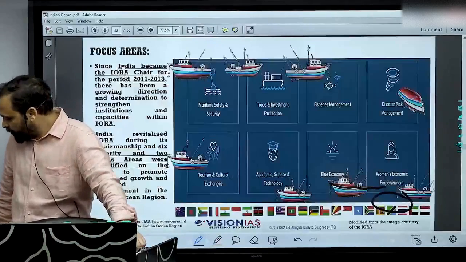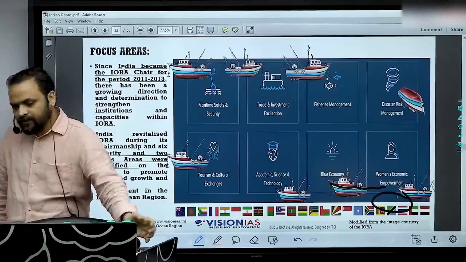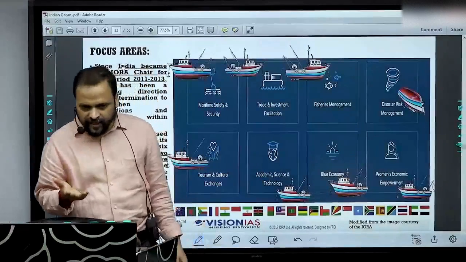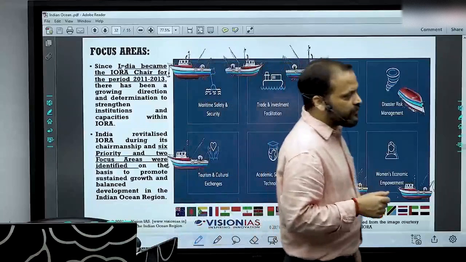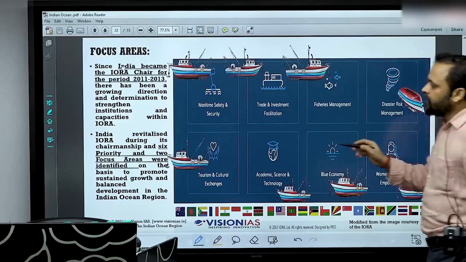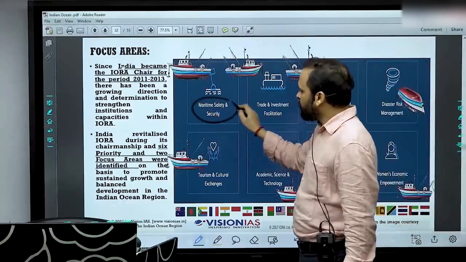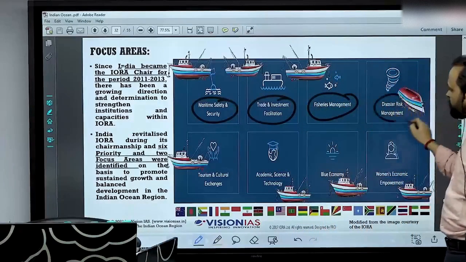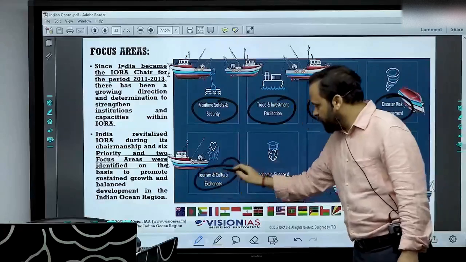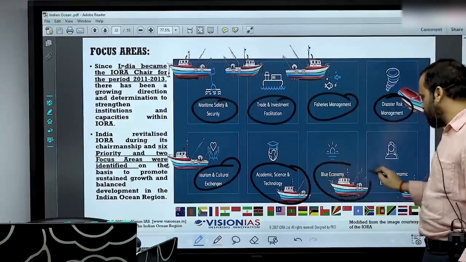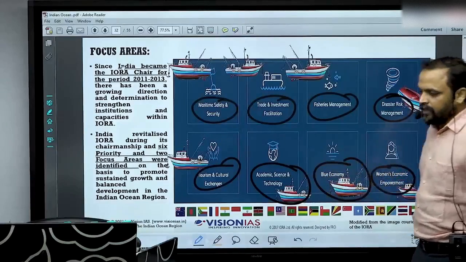So that is something that you will remember. And then you see that this is something that is happening. So when India chaired the Indian Ocean Rim Association, it developed a certain focus in terms of areas of cooperation. So what are the focus areas of cooperation? Maritime security and safety, trade and investment facilitation, fisheries management, disaster risk management, tourism and cultural exchanges, academic and science and technology cooperation, blue economy, women's economic empowerment.